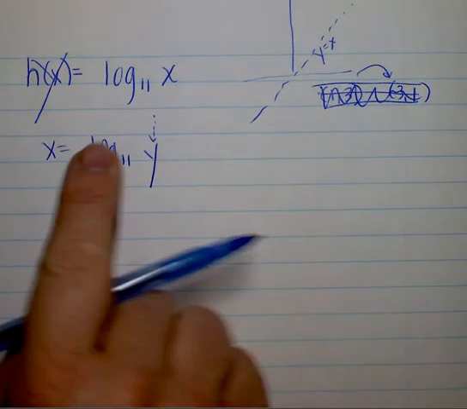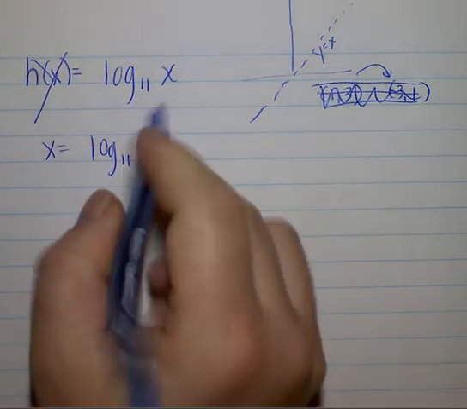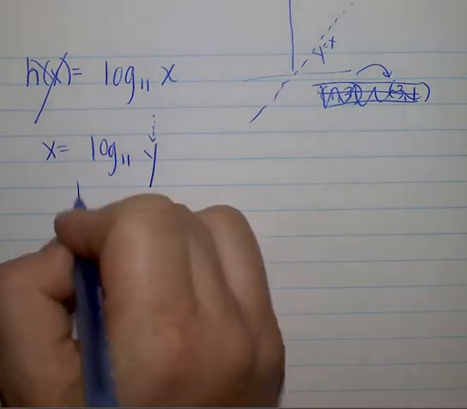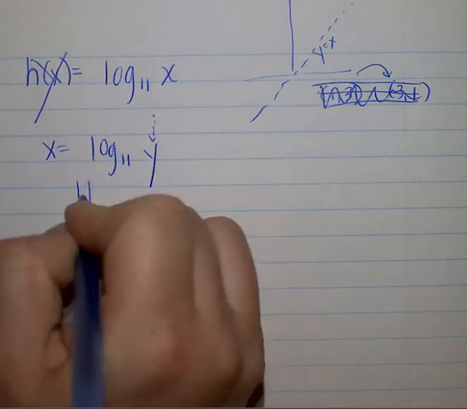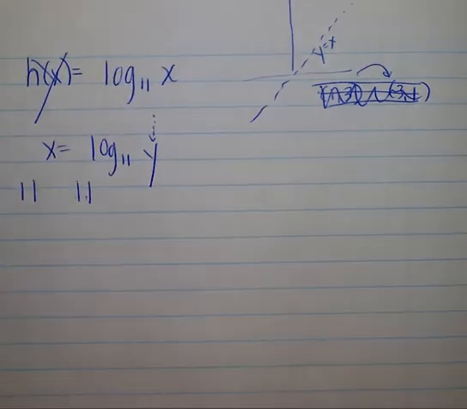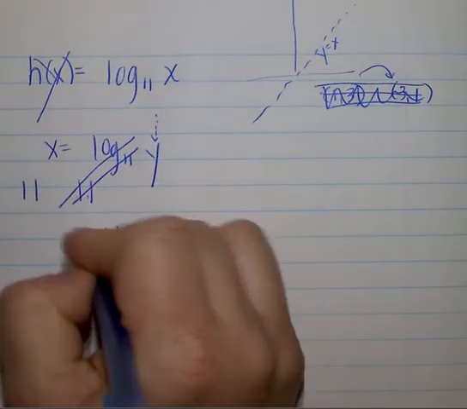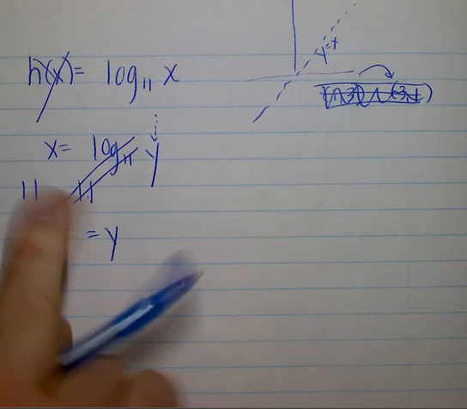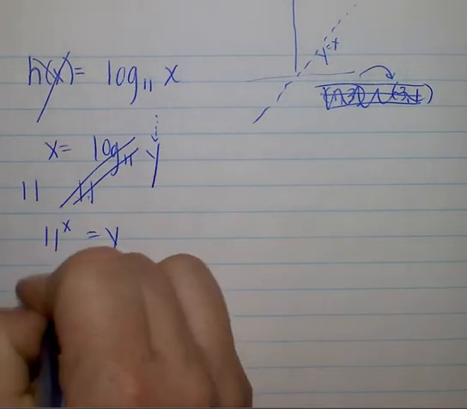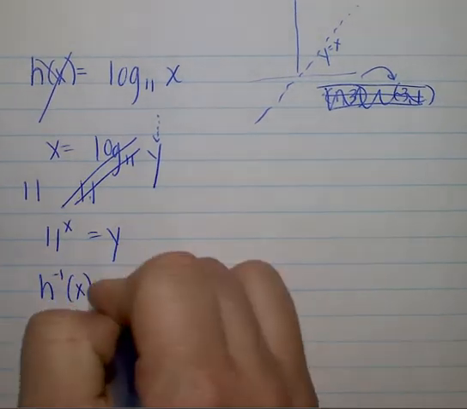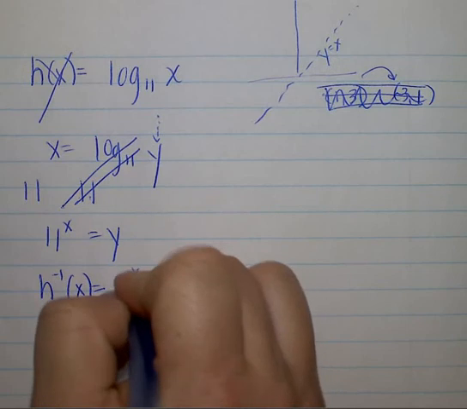To do that, I need to get rid of log base 11. This turns into an exponent, and this is the base. What I do to one side, I must also do to the other side. Base and exponent cancel out, and I bring down y equals 11 to the x. Now the original problem was h of x, so I write it as the inverse of h of x. And there is my answer.